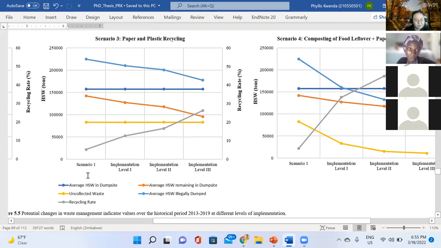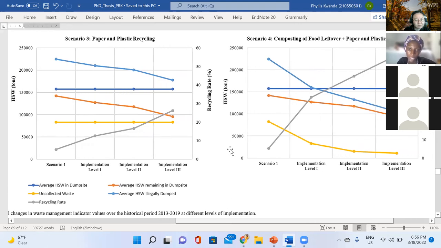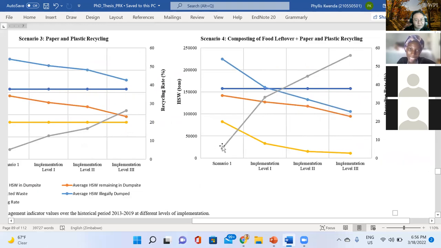For example, if we compare recycling rate from scenario one to implementation level one for paper and plastic recycling, then we would go to composting and food leftover. We compare the percentage change in recycling from scenario one to implementation level one, and we can see that it was greater at composting food leftovers plus paper and plastic recycling.